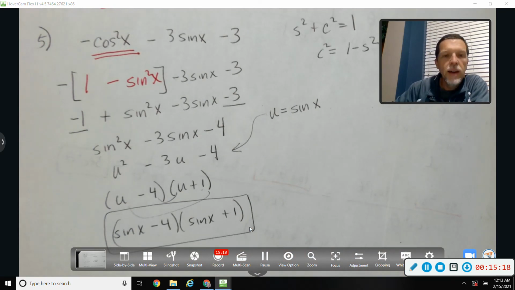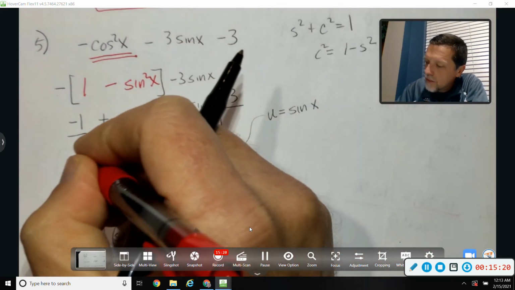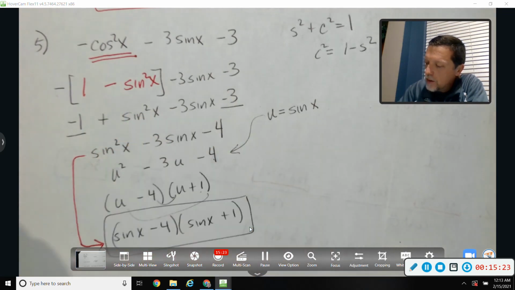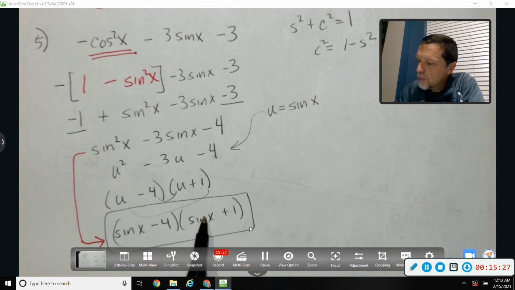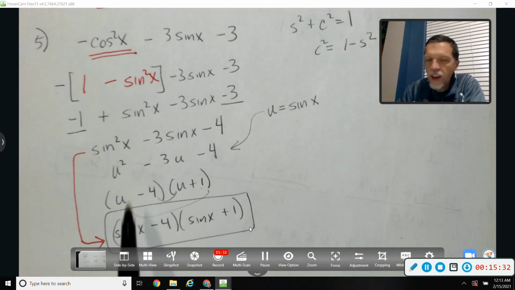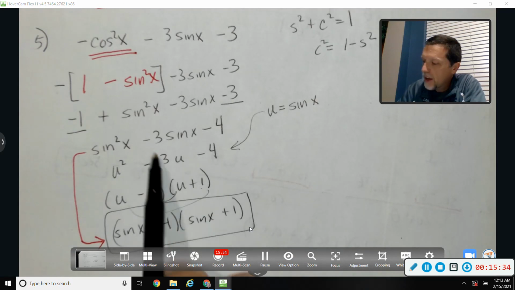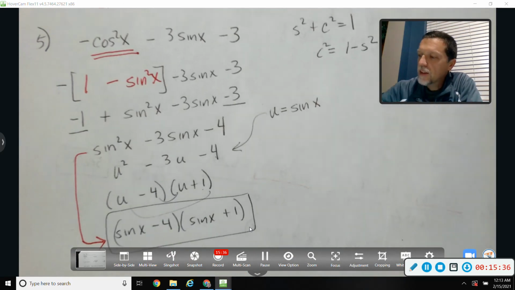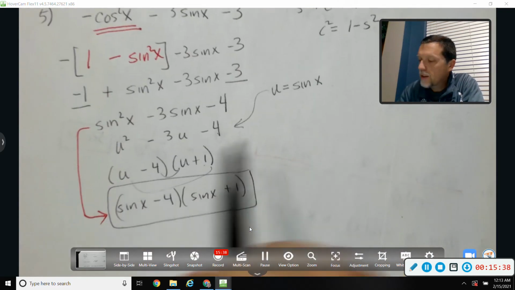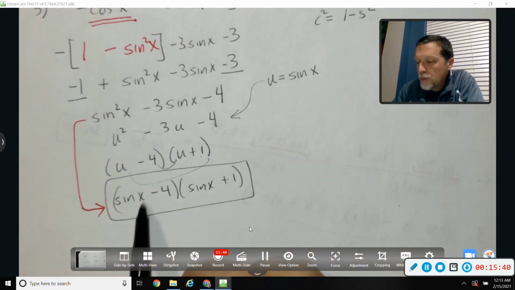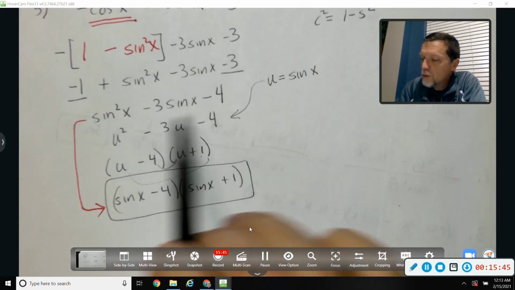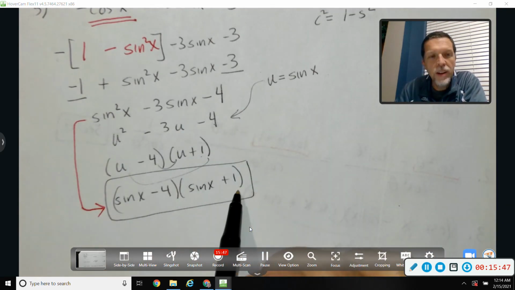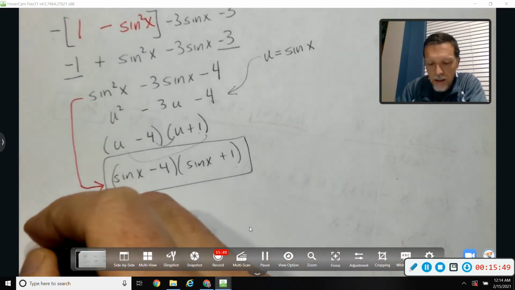Now, again, some of you, probably many of you, would skip all the U stuff and would just jump straight to seeing, well, sine times sine would give me sine squared, 4 and 1 would give me negative 4, and if I arrange signs, plus and minuses the right way, I could end up with that minus 3 sine x. So, kind of your call. I do it both ways. If it looks really ugly, I'll switch to U, clean it up a little bit. If it was one like this, I probably would have just jumped straight to the answer because I could have handled that.